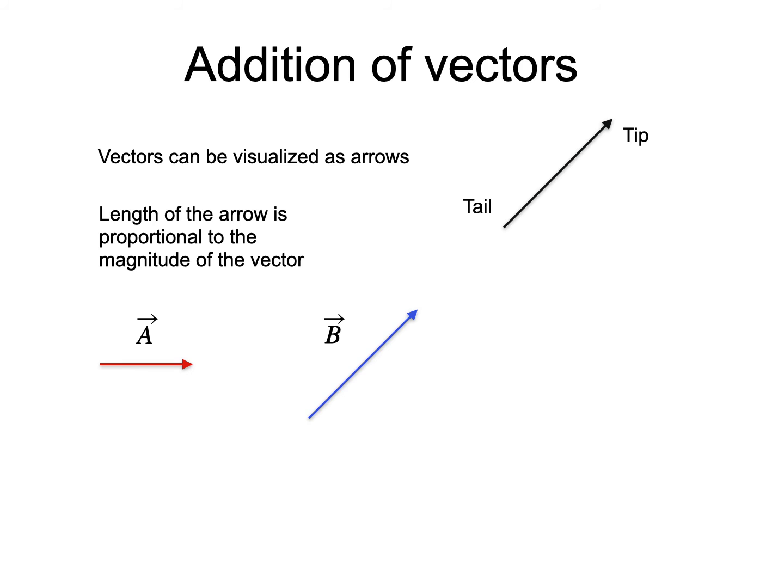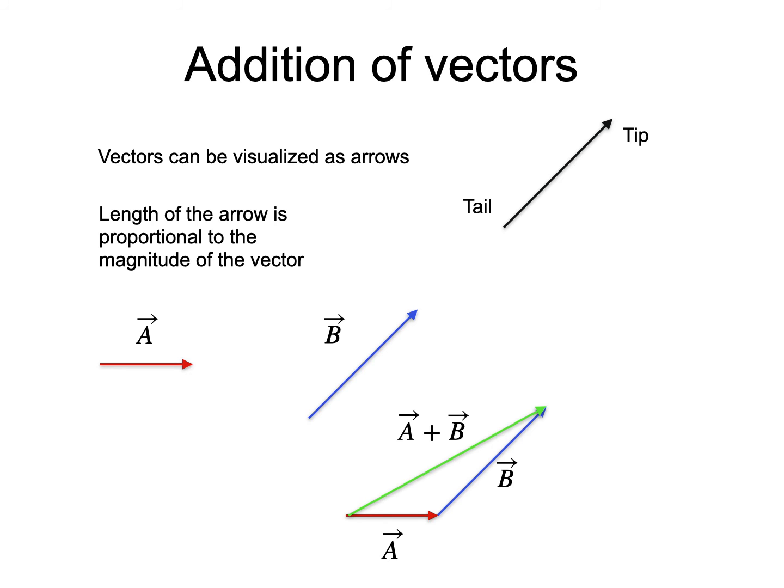To visualize the arrow that would represent the sum of vector A and vector B, you need to redraw these two vectors so that the tip of A is at the same location as the tail of B. The arrow with its tail on the tail of A and its tip on the tip of B is the sum of vector A and B.